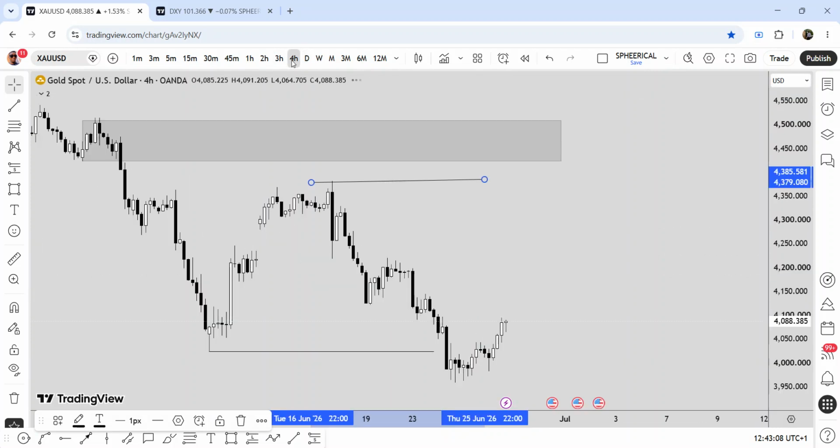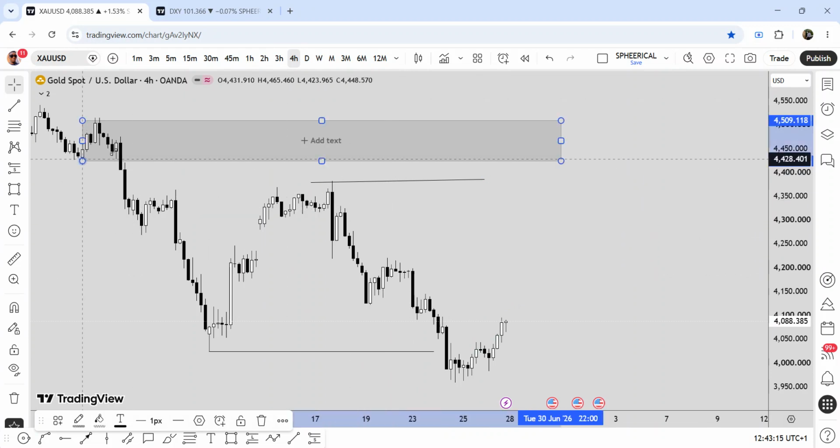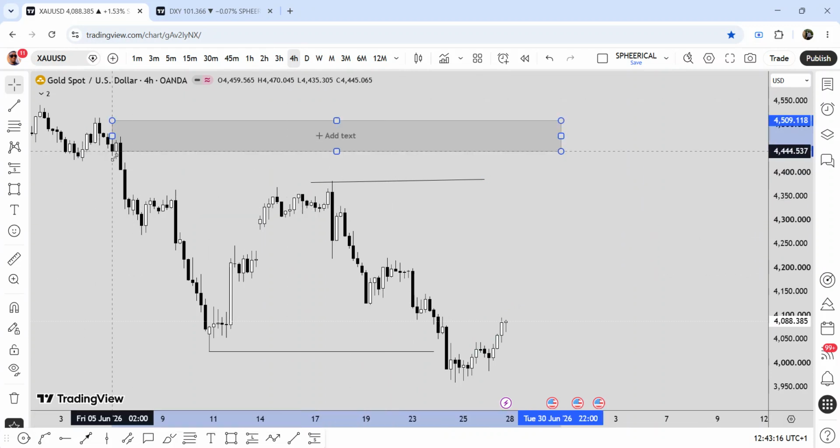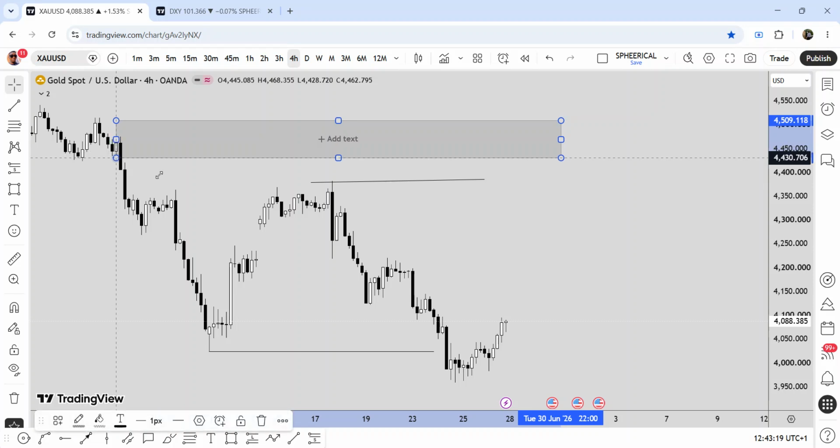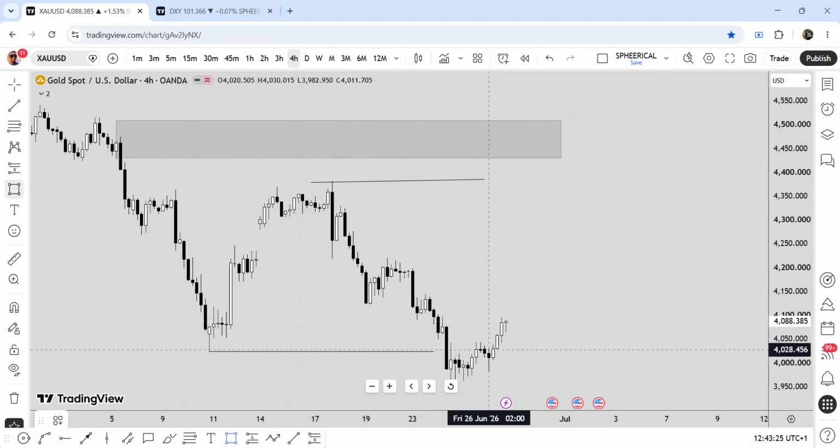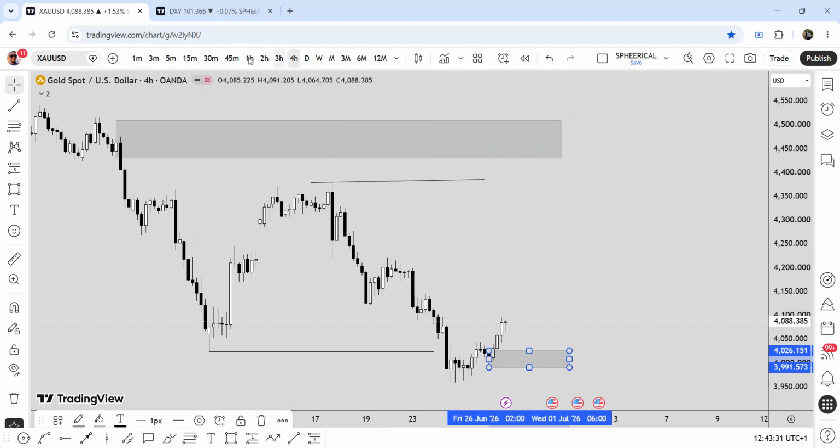So let's go to 4 hours and know if there is other information it is giving us. The actual supply is still there. So we'll be looking to see if the market will ever retest inside this zone. We will take another buy in this zone. So let's go to 1 week.